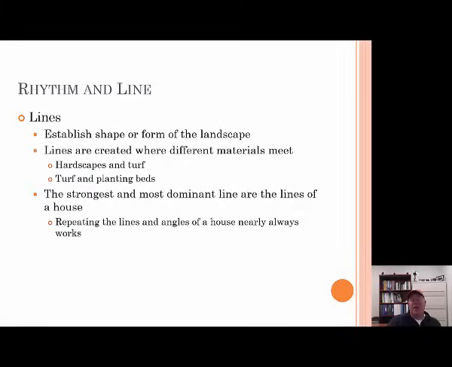Lines. They establish the shape or form of the landscape. Lines are created where different materials meet. We can have hardscapes and turf. We can have turf and planting beds. And the one thing I like about this, and guys, we tell this to our landscape management students: one of the simplest things that we can do for a client that has had their property neglected for several months or even several years.